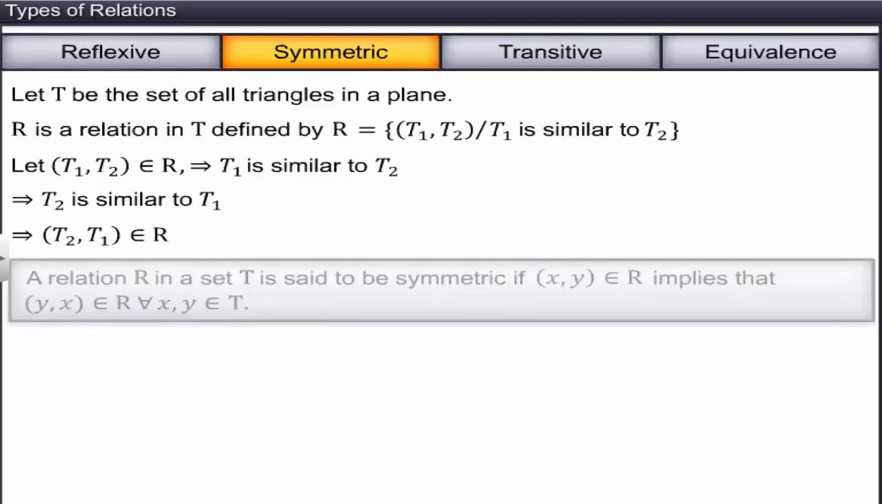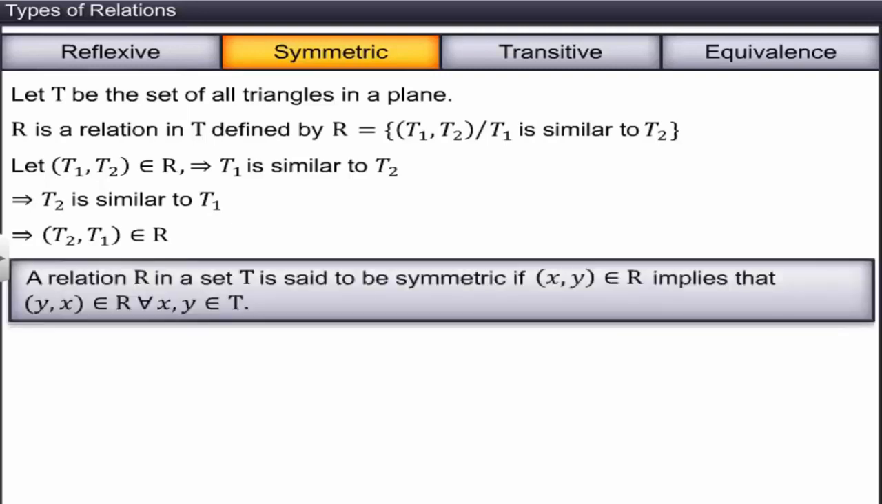Mathematically, a relation R in a set T is said to be symmetric if ordered pair (x, y) belongs to R implies that ordered pair (y, x) is also in R for all x and y in T.